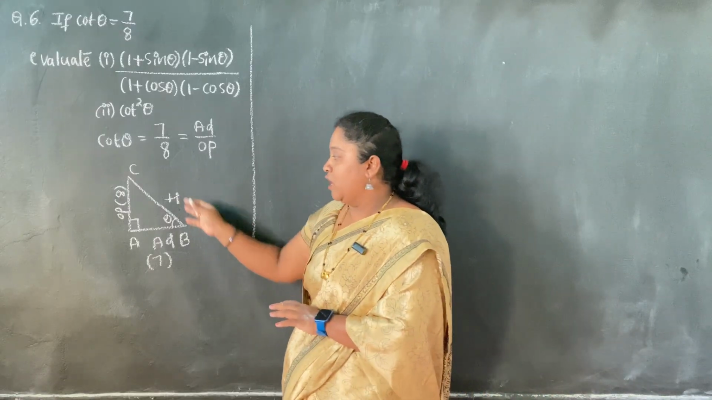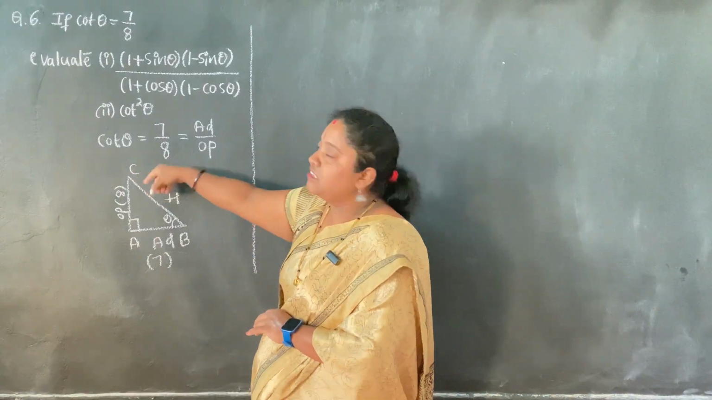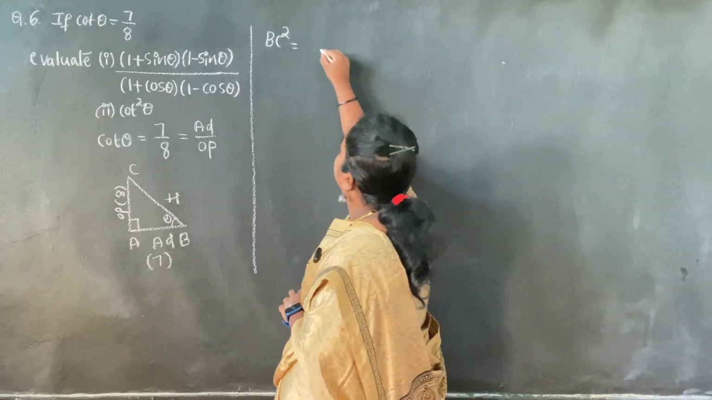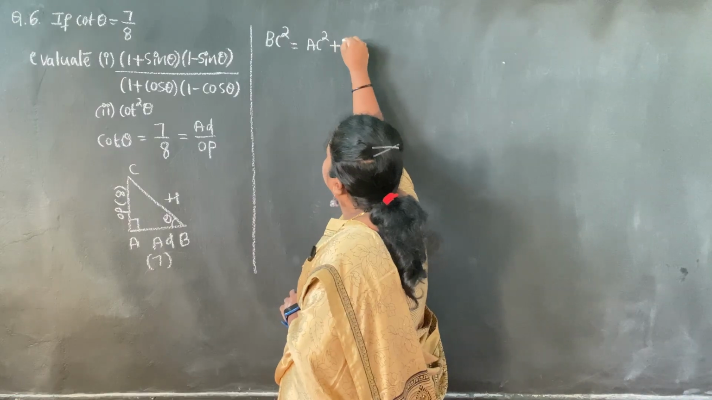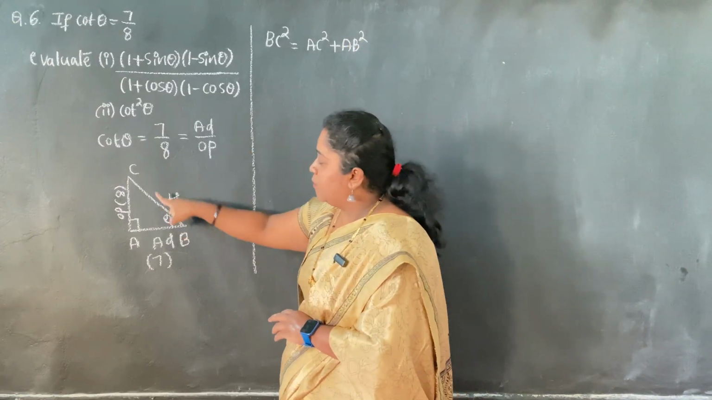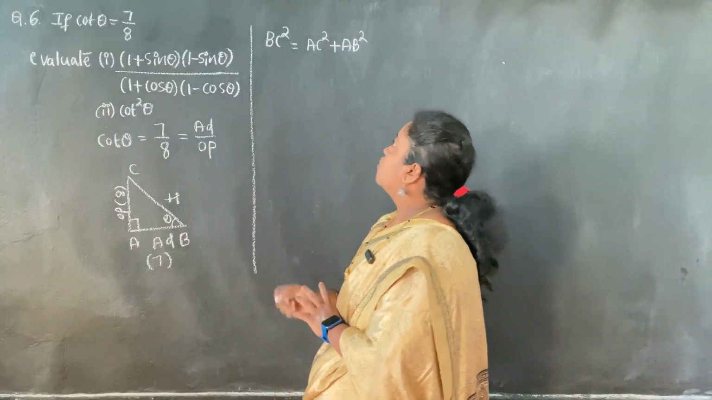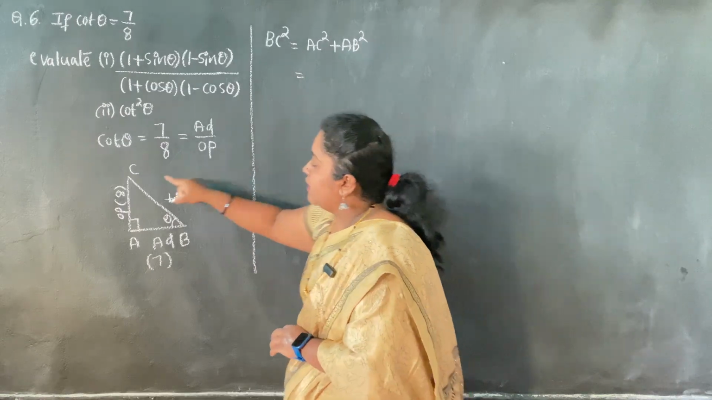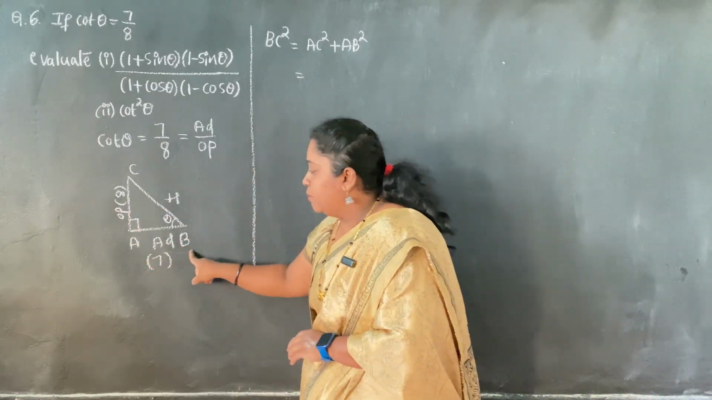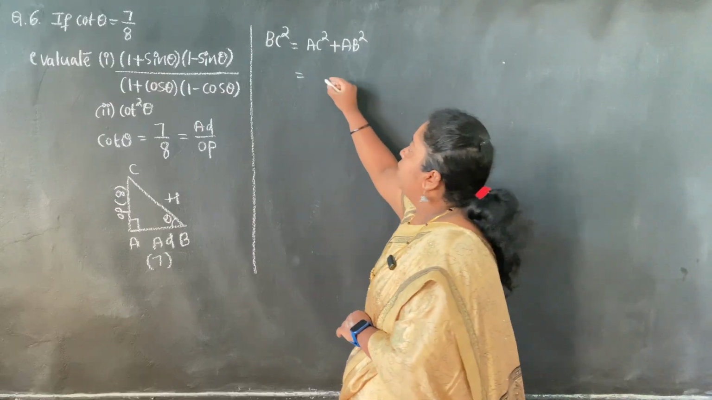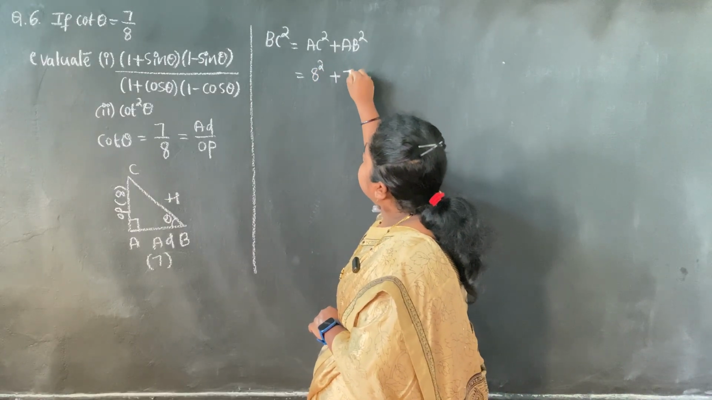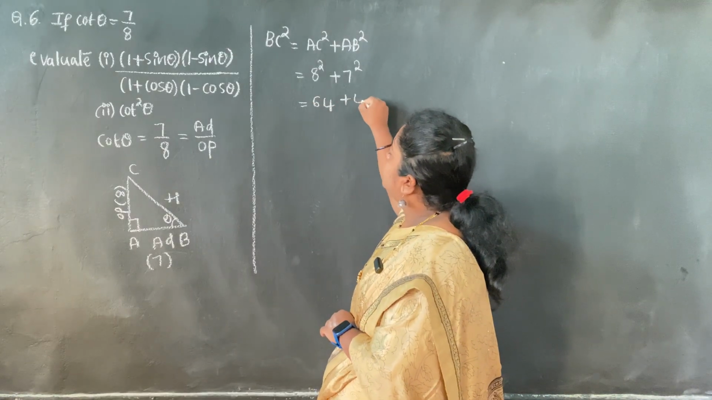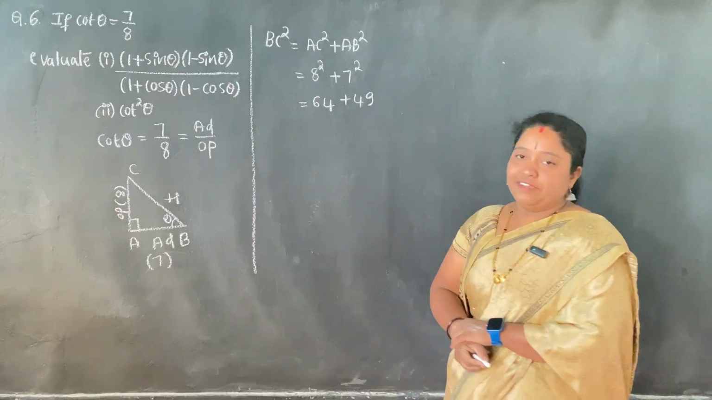Now quickly we'll use Pythagoras theorem. BC is hypotenuse, dears. So hypotenuse square, that is BC square, is equal to AC square plus AB square. See here in this question, hypotenuse I have considered as BC. Fine. Hypotenuse I need to find. AC is provided as 8 and AB is provided as 7. So we'll be having, dears, 8 square plus 7 square. 8 square is how much? 64. 7 square is how much, dears? 49. Yes or no?